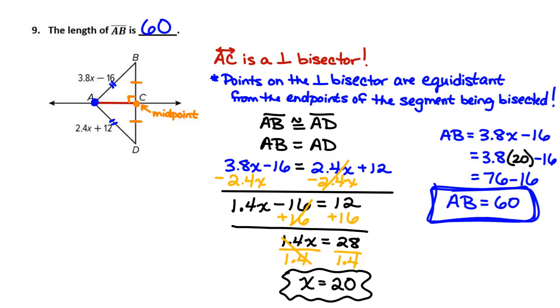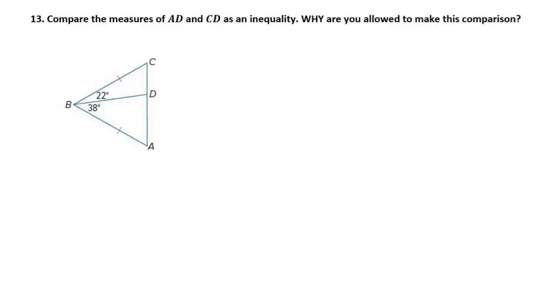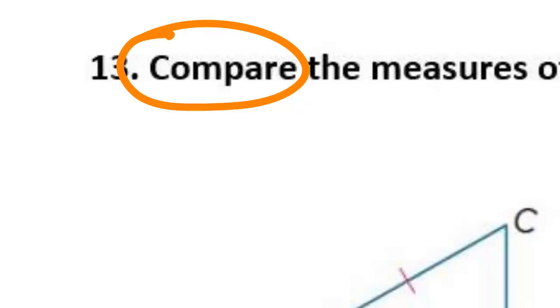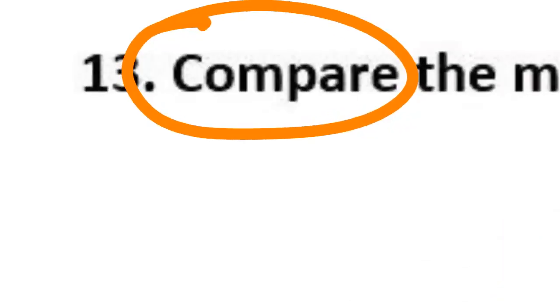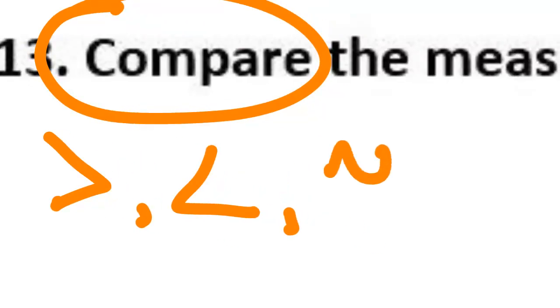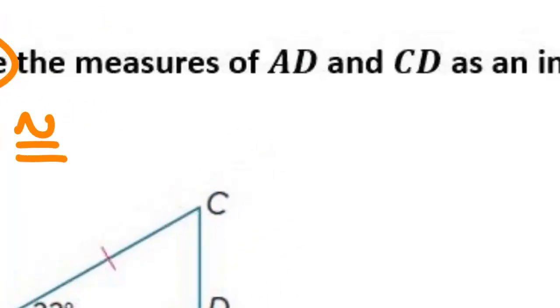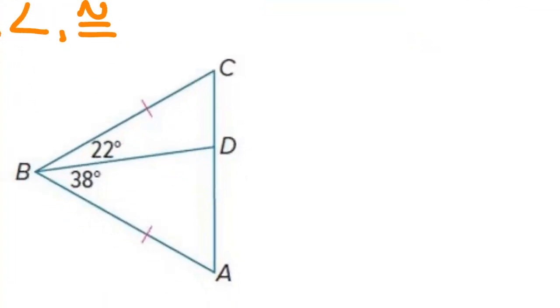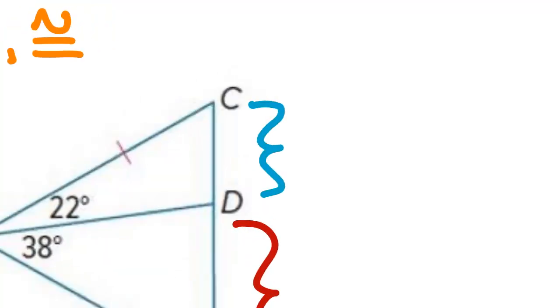Number 13. Very last problem. It says compare. When you see compare, we're either going to do a greater than, a less than, or a congruent to. We want to compare the measures of AD and CD. Well, AD is right here. I have no idea how big it is because it doesn't say. And CD is right here. Again, no idea how big it is because it doesn't say.